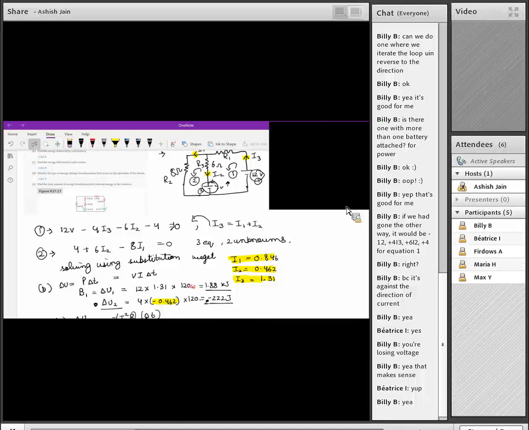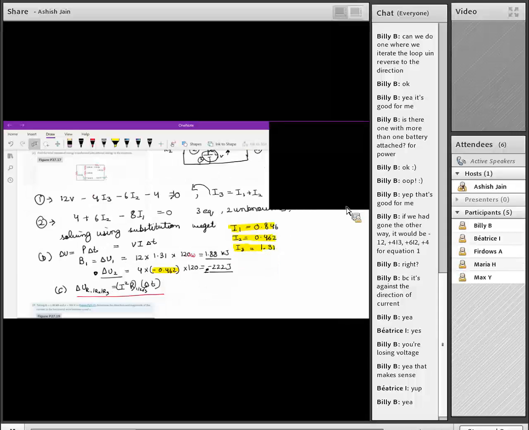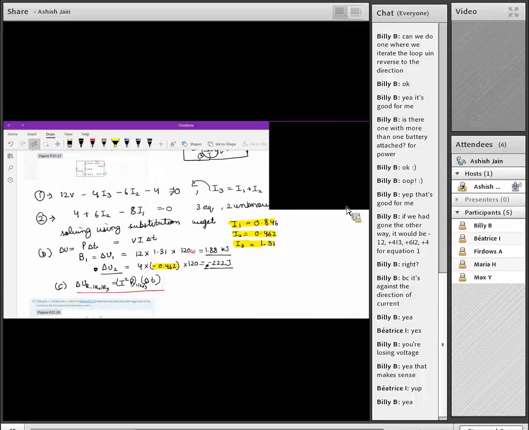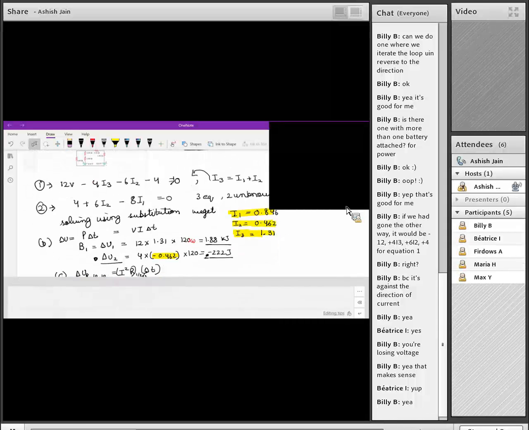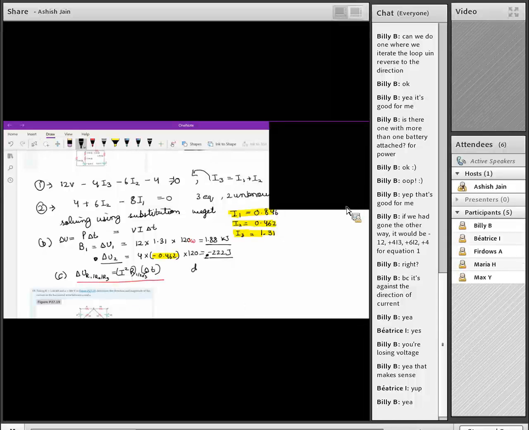Identify the type of energy storage transformation that occurs in the operation of the circuit. So what do you think? What type of energy conversion is going on in the circuit? You guys can get that answer.